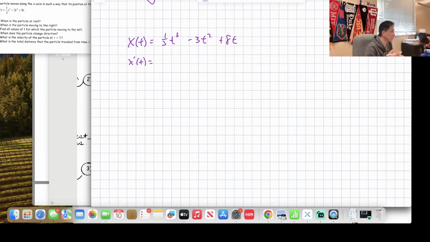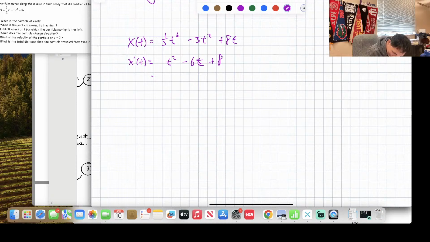Okay, so I'm gonna take a derivative, obviously. X prime of t equals 3t squared minus 6t plus 8, right? Oh, t squared. I can take a derivative. Oh my god, I should not be a math teacher. That's t minus 4 and t minus 2, right? So obviously t equal to 4 and t equal to 2, that's when they change directions.